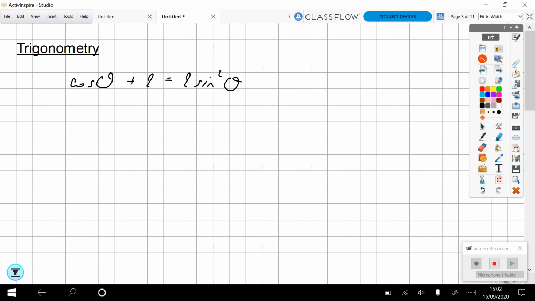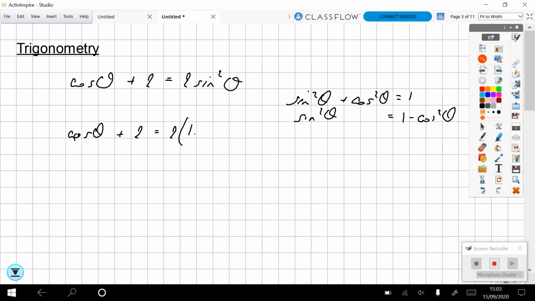Well, you need to think of the identities that you know. You should know that sine squared theta plus cos squared theta equals 1. And if we rewrite that so that sine squared theta equals 1 minus cos squared theta, then we can make a substitution. Cos theta plus 2 equals 2 lots of 1 minus cos squared theta.